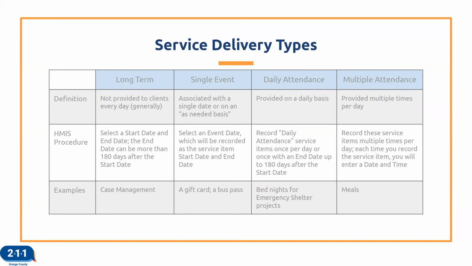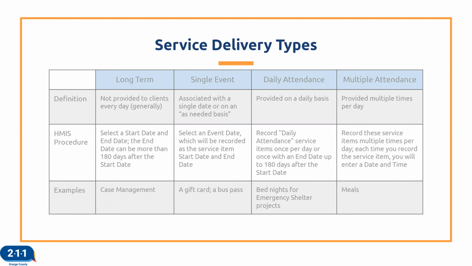Single event delivery types are associated with a single date or provided on an as-needed basis. Users select an event date, which will be recorded as the service item's start date and end date. An example of this might be a gift card or a bus pass. The following screen will also provide additional specific recommendations for single events.